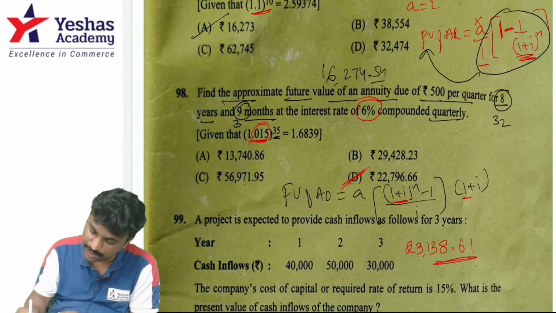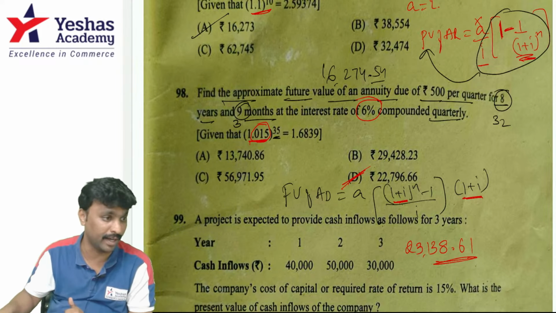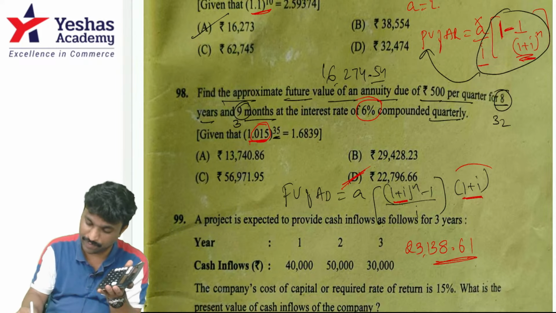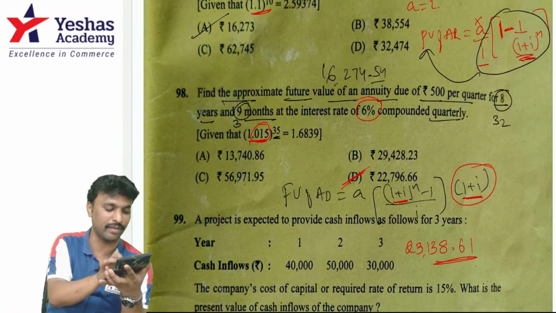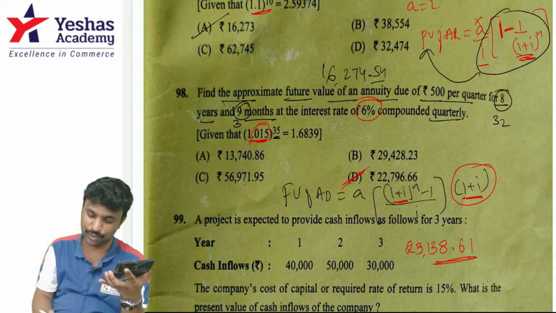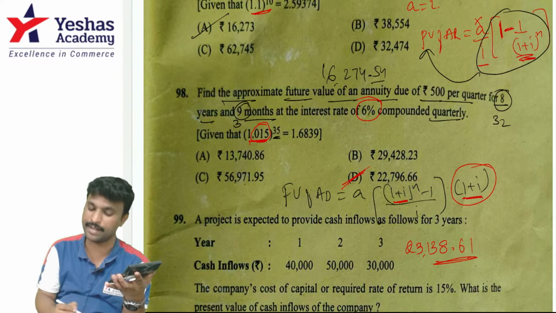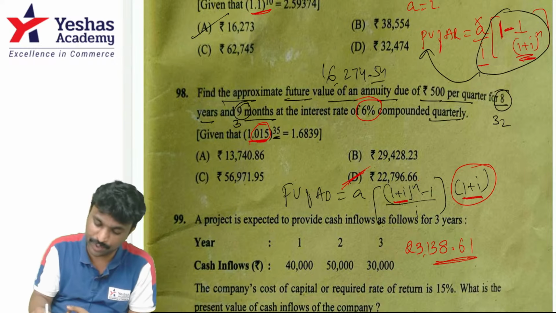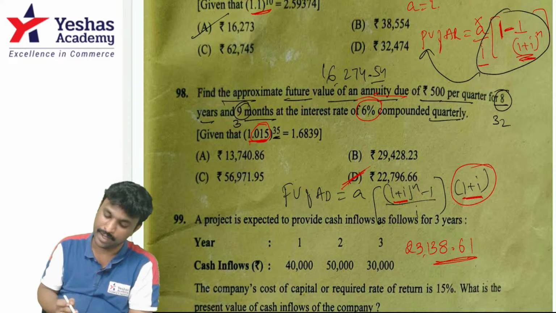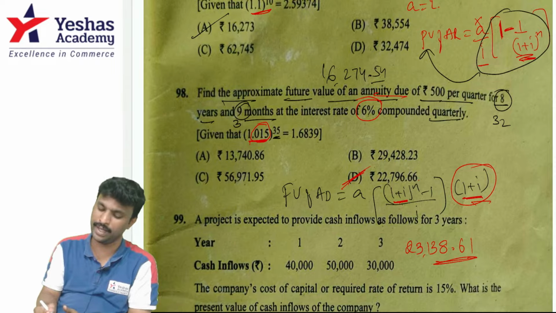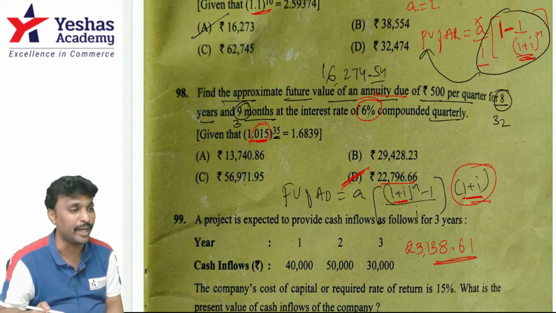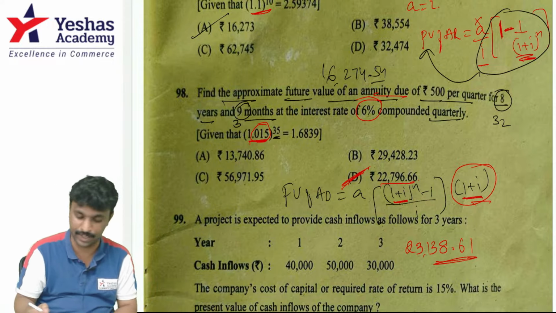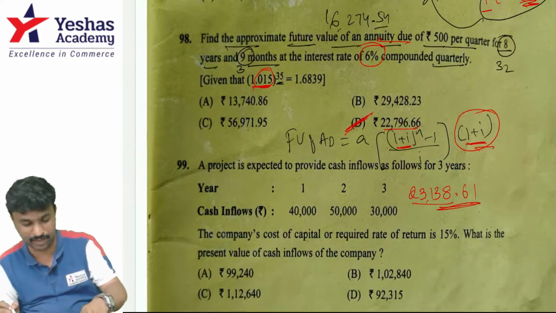Suppose if I had used the annuity regular, I just have to divide this value by 1 plus I, so just divide by 1.015. I think you will get 22,796 as the exact answer, but they have clearly said annuity due. So obviously the annuity due formula only. So we must take the nearest answer. The nearest answer, 22,796 only, is closer to 23,138.